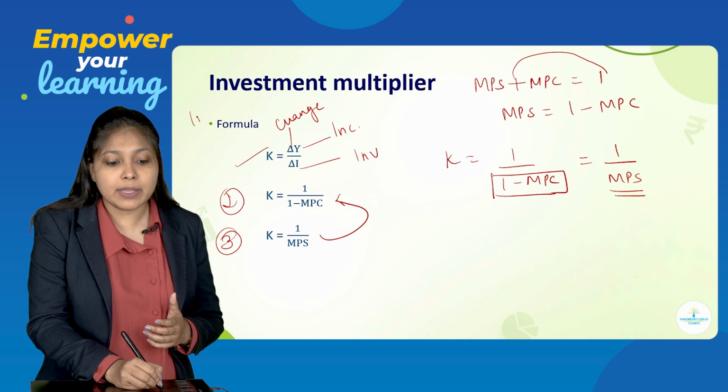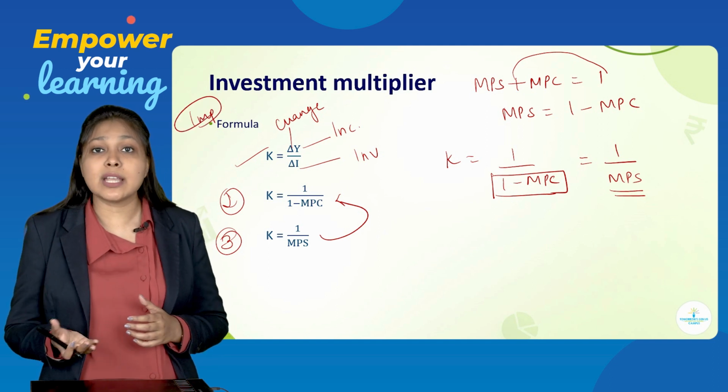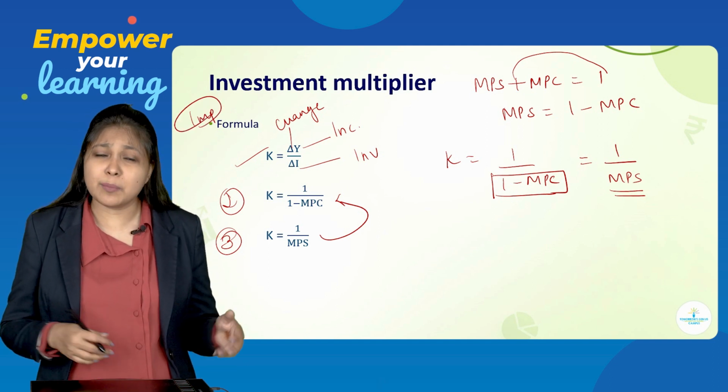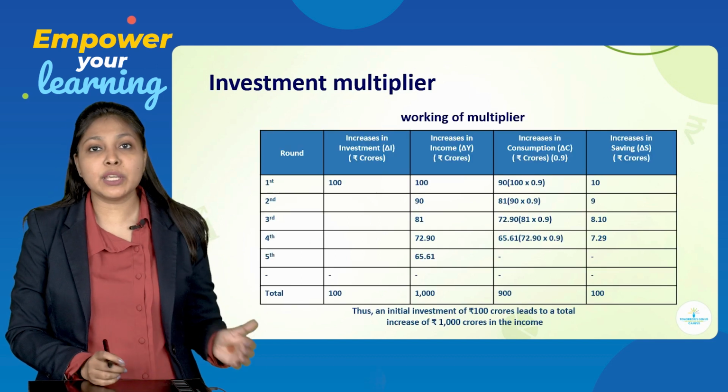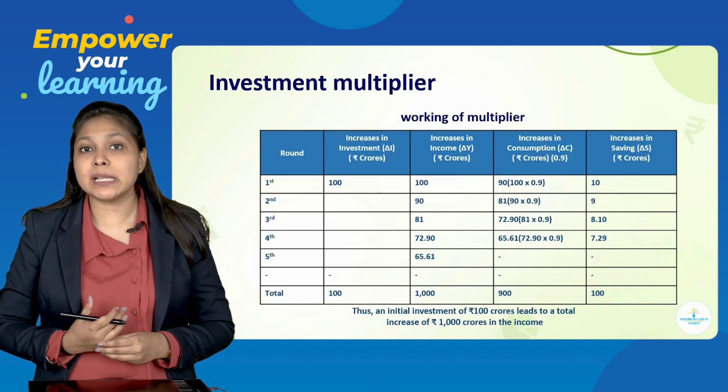Again, these formulas are very important. On the basis of this, there are chances of numerical questions for 3 marks or 1 mark. Next is the working of the multiplier, that is, how exactly the multiplier works.